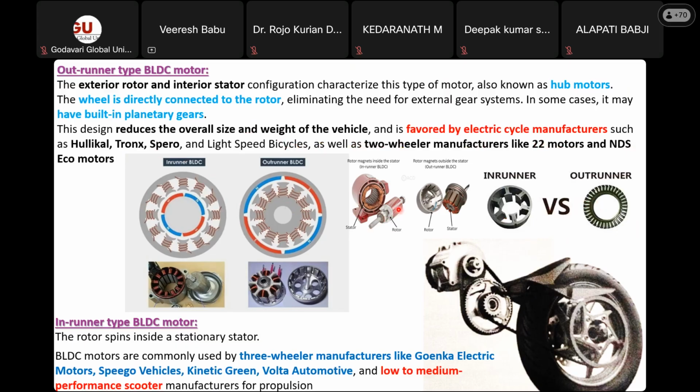This is the inrunner configuration. The rotor is inside. This is the outrunner configuration. All right, so in the inrunner configuration, the rotor spins inside a stationary stator.